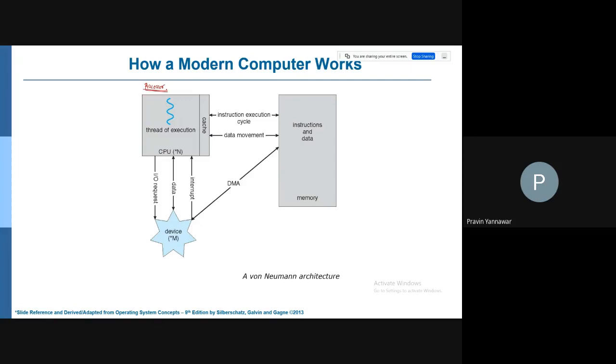This is going to be your processor. This is the cache. So the mechanism is going to be: the processor is connected to the cache, and the cache is connected to the main memory. Okay, so it is like this.